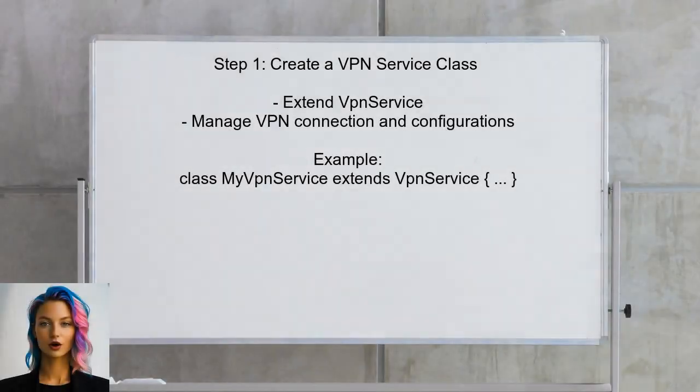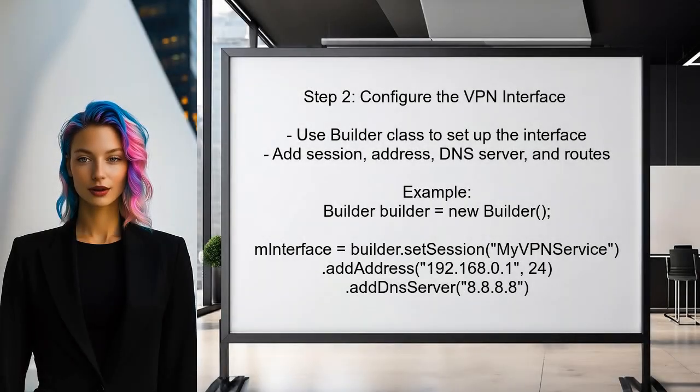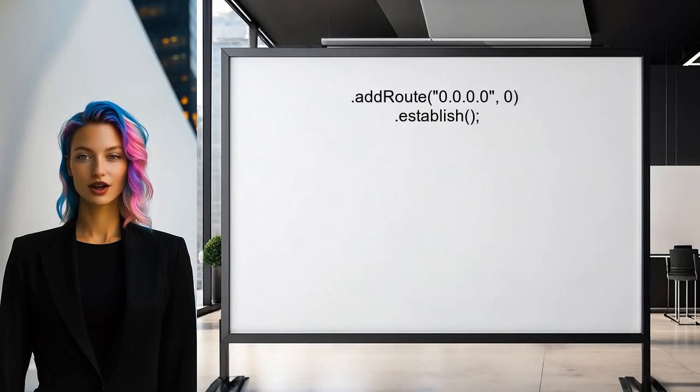To begin establishing a VPN connection programmatically, the user should first create a class that extends VPN service. This class will manage the VPN connection and handle the necessary configurations. Next, the user needs to configure the VPN interface. This involves setting up the session, adding an address, DNS server, and defining routes. This can be done using the builder class provided by the VPN service.